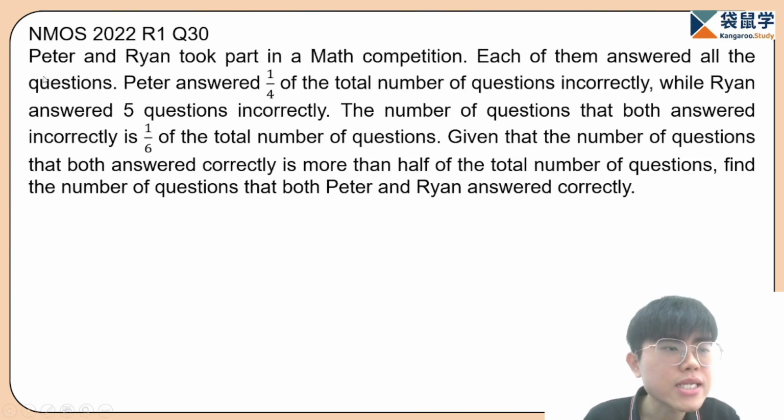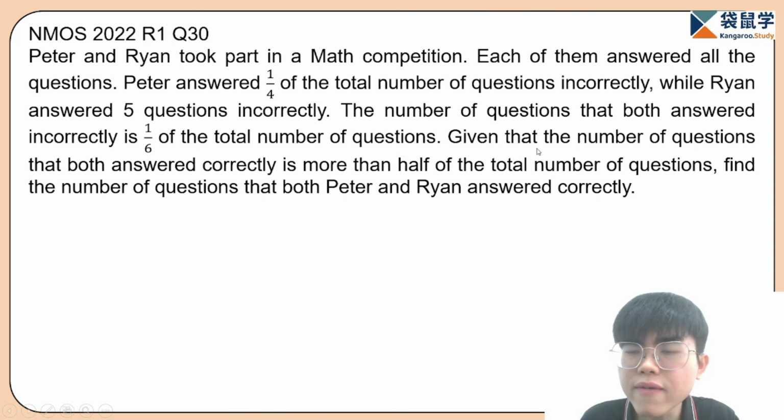So from the question, it says that Peter and Ryan took part in a math competition. Each of them answered all the questions. Peter answered 1/4 of the total number of questions incorrectly, while Ryan answered 5 questions incorrectly. The number of questions that both answered incorrectly is 1/6 of the total number of questions. Given that the number of questions that both answered correctly is more than half of the total number of questions, find the number of questions that both Peter and Ryan answered correctly.